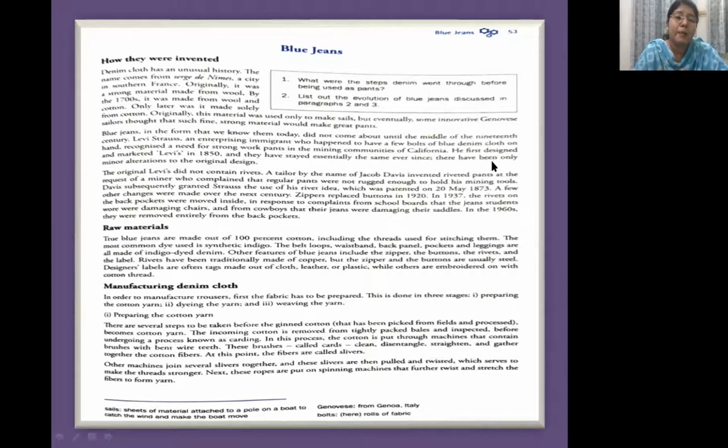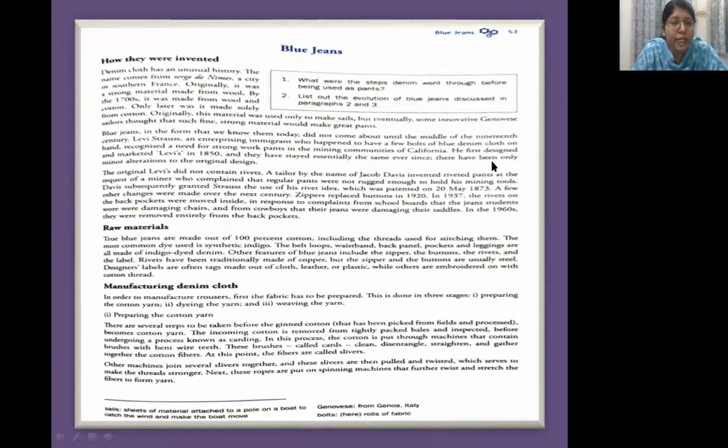Another miner asked a tailor by the name of Jacob Davis to put rivets in his pockets so that he could carry his tools. The pockets would not tear off easily. He could carry his tools to the mine. As a result, riveted buttons appeared. Later, Davis subsequently granted Strauss the use of his rivet idea, which was presented on 20th May 1873.